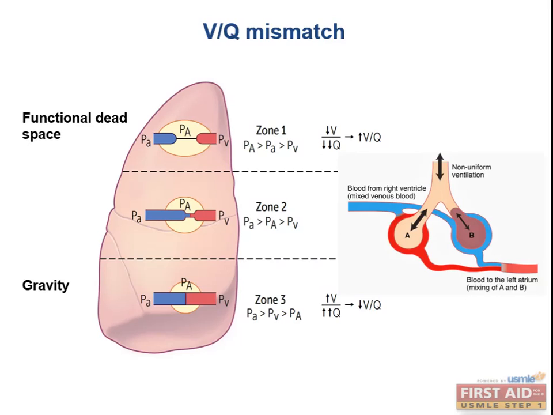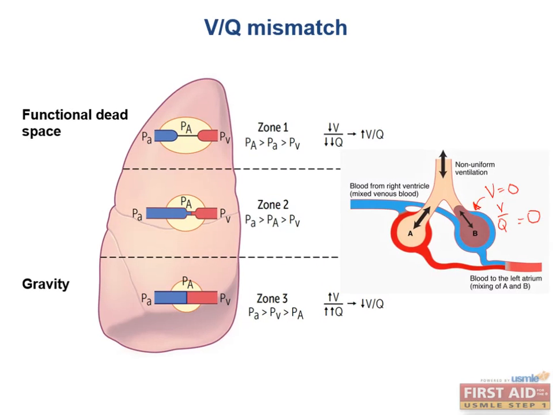Now, let's talk about the extremes of VQ mismatch. A VQ of 0 represents a complete shunt, in which there is perfusion, but no ventilation. So what are some examples of this? Well, you see this shunt with status asthmaticus and airway obstruction, like in mucus plugging. And in these cases, increasing the fraction of inhaled oxygen does not really improve arterial PO2.